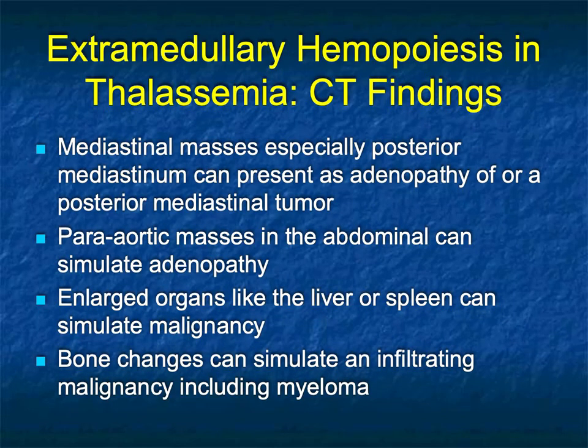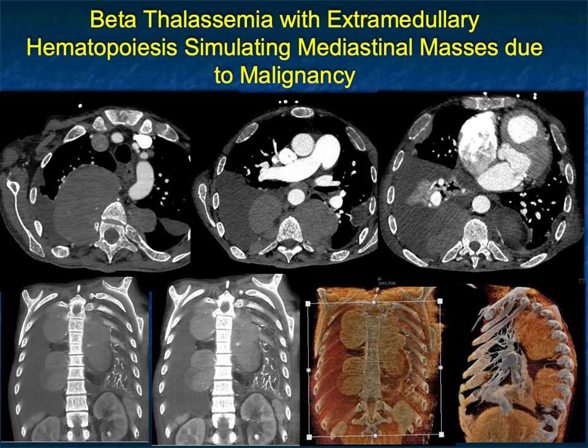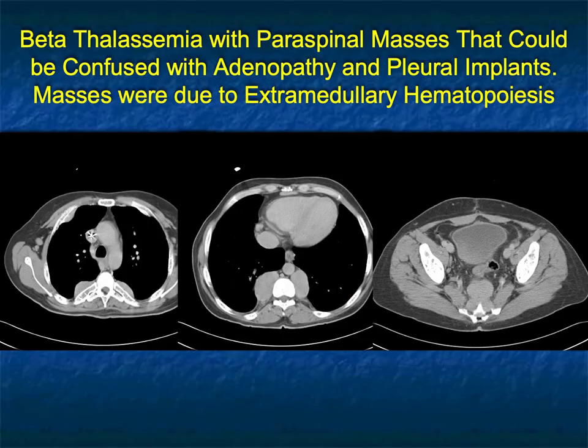Extramedullary hematopoiesis is one of my favorite things to quiz people on, because once you've seen it, you recognize it, but if you've not seen it, you don't recognize it. And here's an example of huge posterior mediastinal masses, and this was extramedullary hematopoiesis. And here's posterior mediastinal masses, that presacral component, and the pleural components, and this is beta thalassemia with extramedullary hematopoiesis.